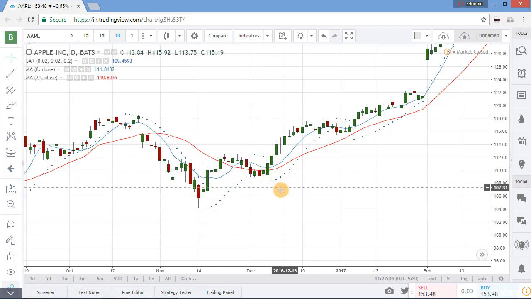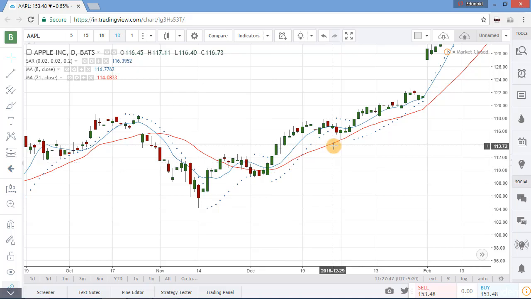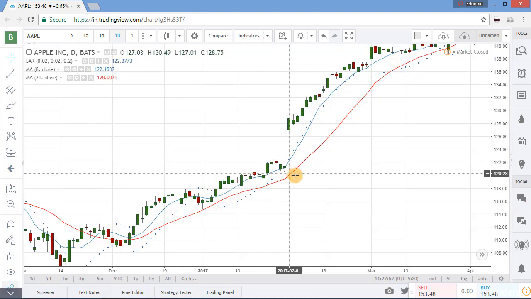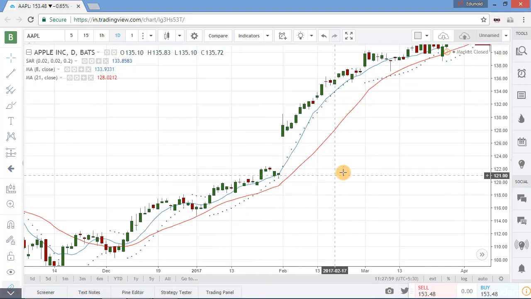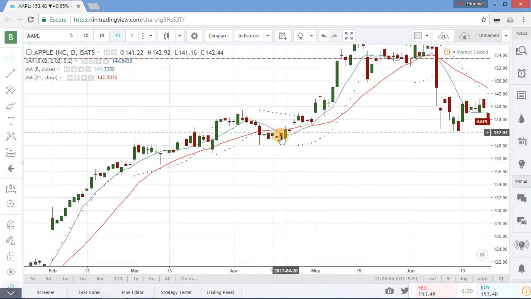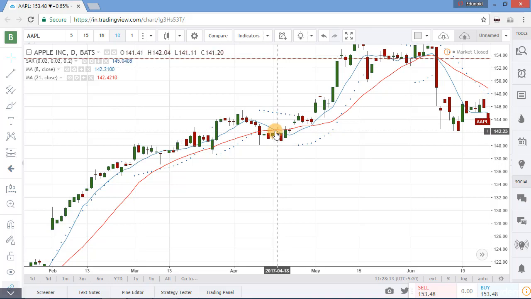So we will hold our position. Again we are getting the bullish dots, and the blue line, this 8 period moving average, is above this 21 period moving average. So we hold our long position. As long as this blue line is above this red line, we can hold our long position, and here we are getting an exit signal. Also we are getting the bearish dots, so we will exit from our long position here.